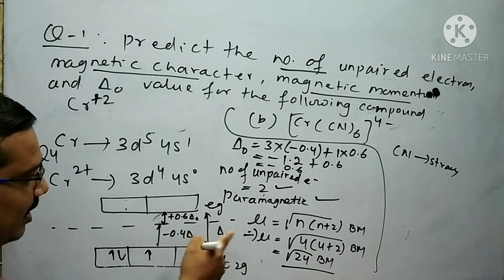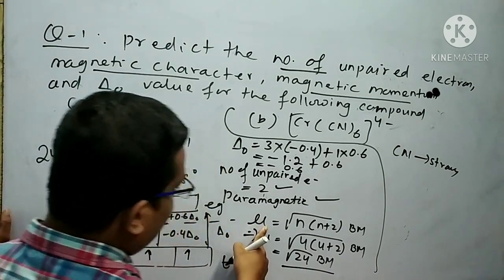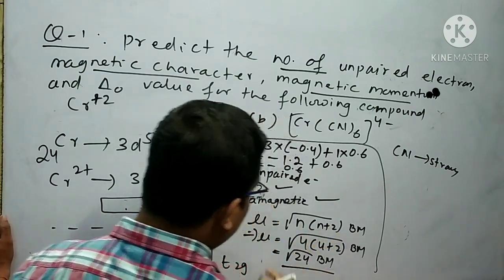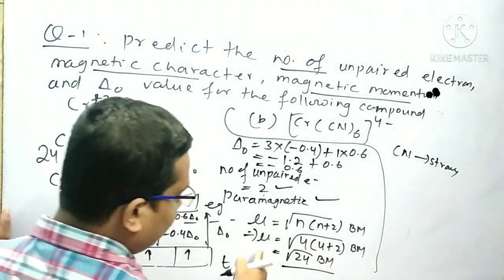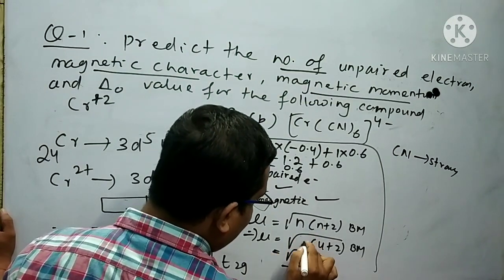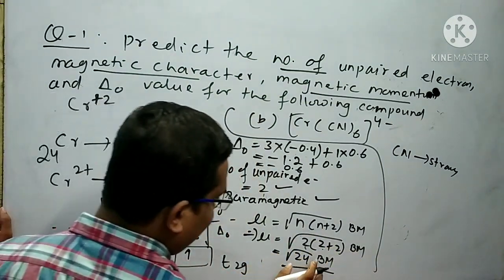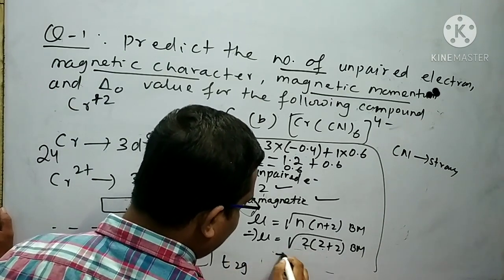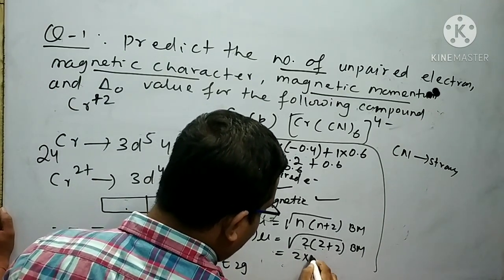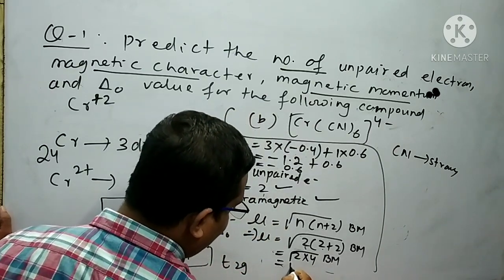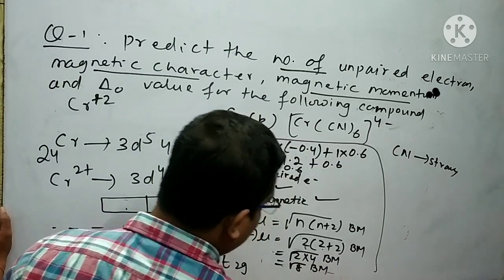Next is find out the magnetic moment. Mu is equal to root over of n into n plus 2 BM. Here n value is 2, so I can write mu equal to root over of 2 into 2 plus 2 BM. That means I can write mu equal to root over of 2 into 4 BM. That means I can write root over of 8 BM.